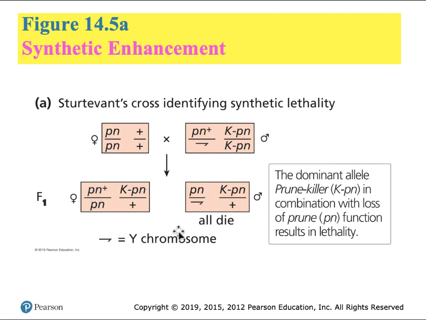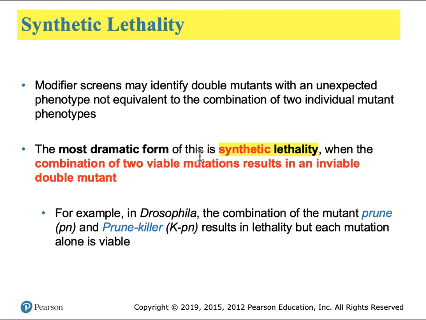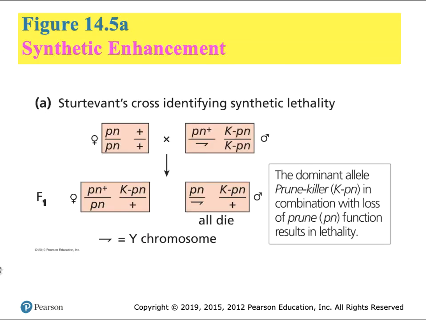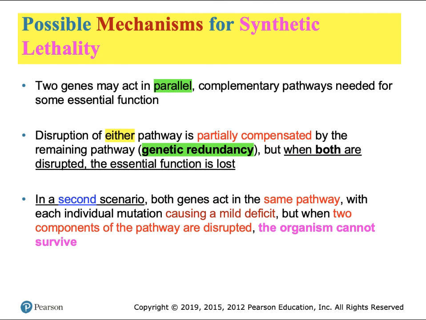And all the males, indicated by having a Y chromosome, would be prune and then killer prune. Because you have a double mutation, this will be classified as synthetic lethality. So all these males will die. Can we use biochemistry and cell biology to help us understand this mechanism?